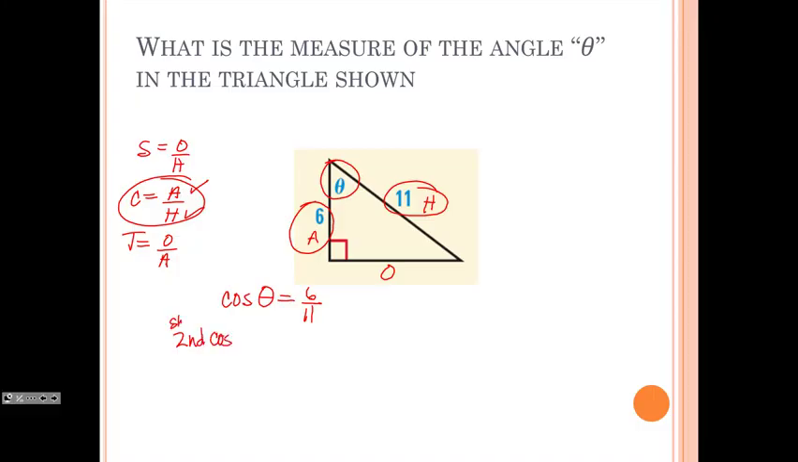In order to find out what the angle measurement is, hit second or shift cosine. Some of you might have to use your shift key. That will give you cosine -1 and a left parenthesis. Type in 6 divided by 11.